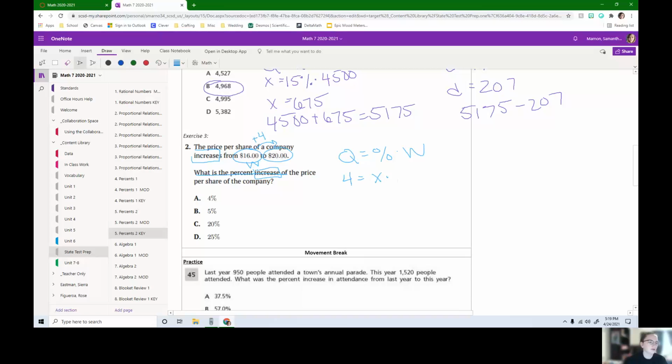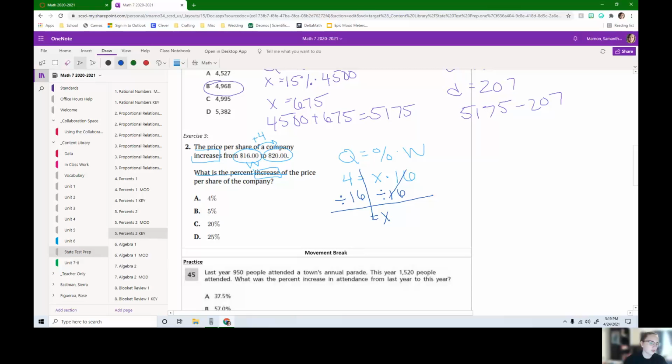Now we need to solve this like when we solved our other equations. Remember drawing a line through the equal sign and then doing opposites. So since this is times 16, I'm going to divide by 16 on both sides. Now we're just left with x equals 4 divided by 16 is 0.25.